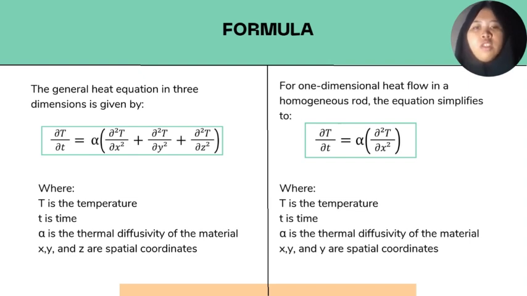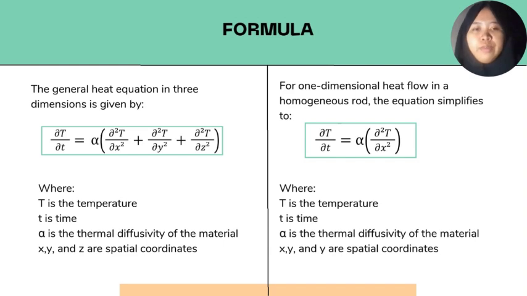The formula of the general heat equation in three dimensions is given by ∂T/∂t = σ(∂²T/∂x² + ∂²T/∂y² + ∂²T/∂z²), where T is temperature, t is time, and x, y, and z are spatial coordinates.